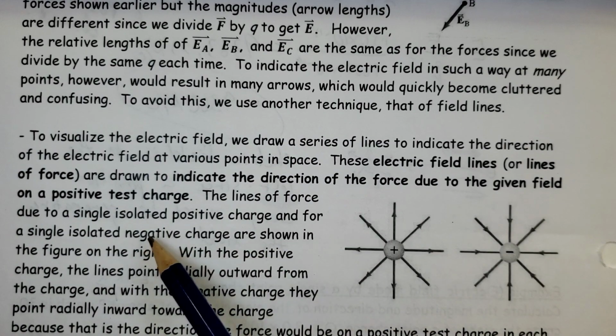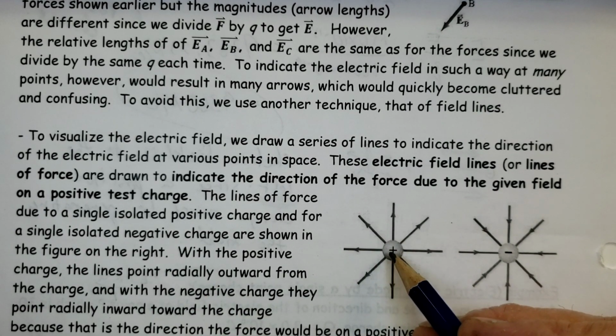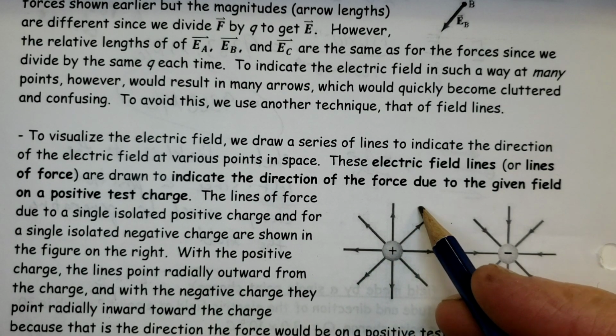The lines of force due to a single isolated positive charge and for a single isolated negative charge are shown in the figure on the right. So if I have a positive object, what would happen if I put a positive small charge there?